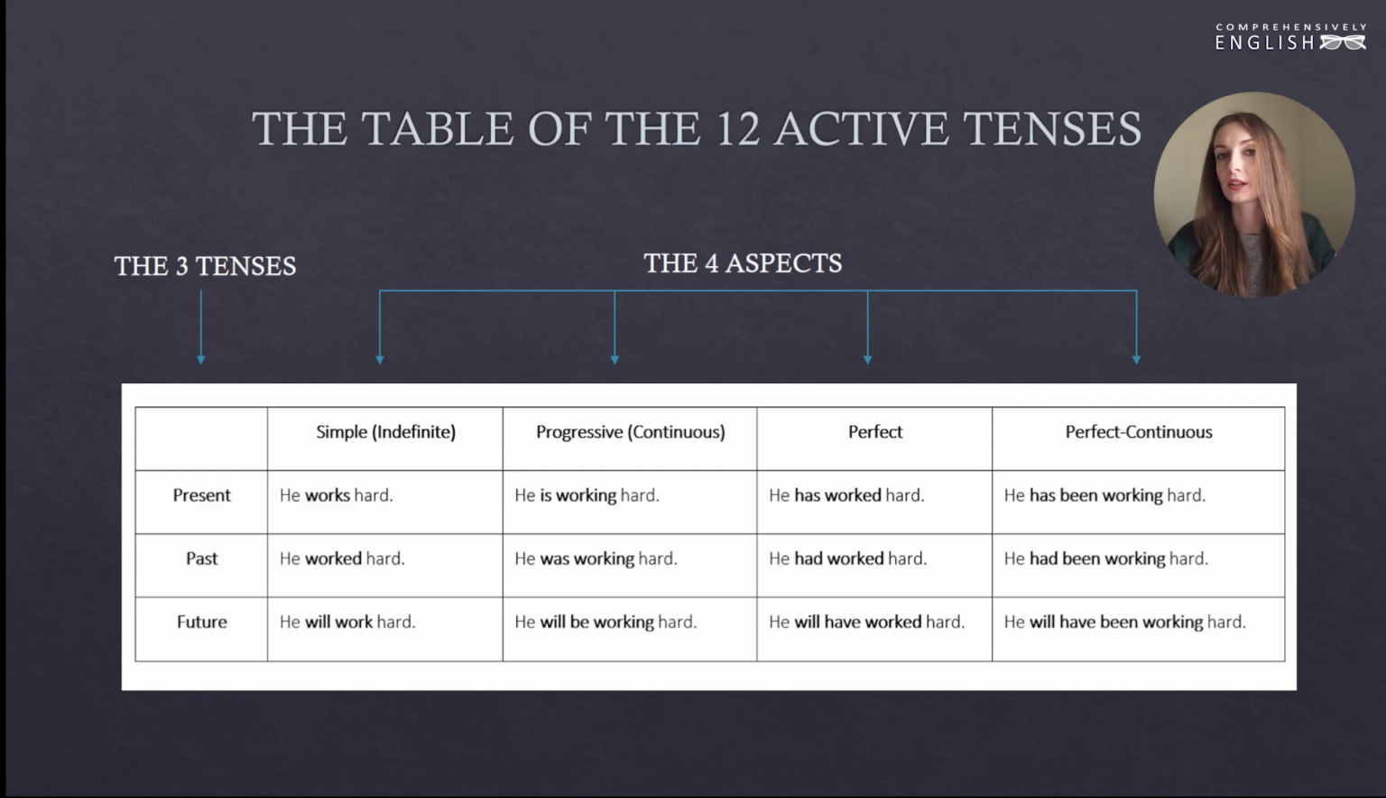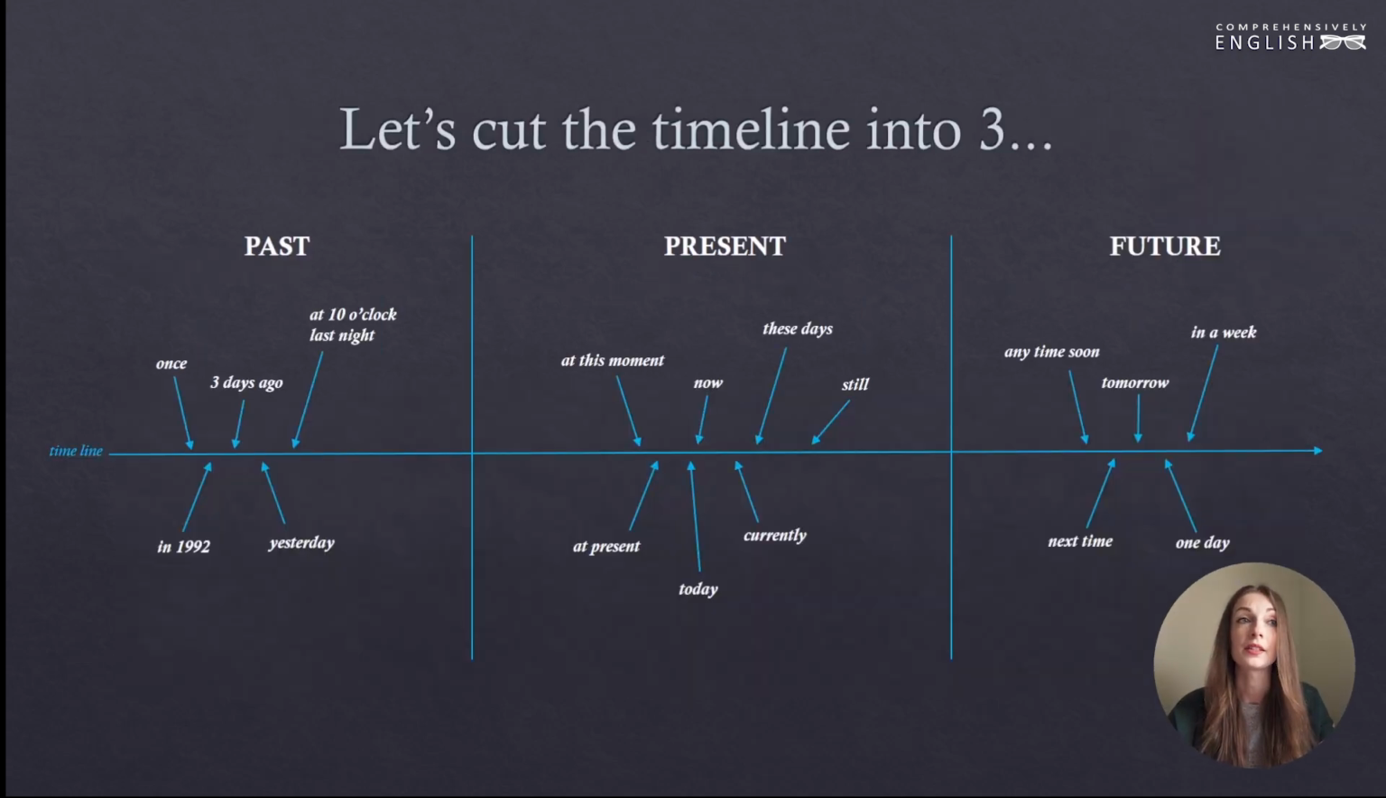You can elaborate this table, adding markers to each of these tenses or the formulas of how these tenses are formed in the future. Now, let's cut the timeline into three parts or sections. You can also imagine three different rooms.